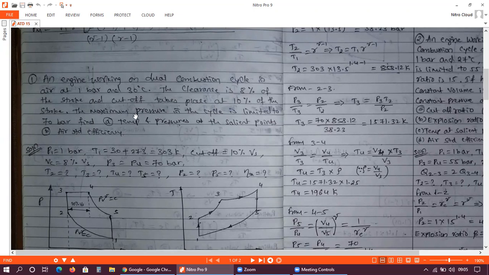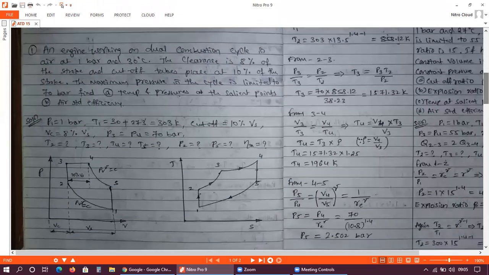Then the maximum pressure in the cycle is limited to 70 bar, as you can see here. If you see the PV diagram, the maximum pressure line is 3 to 4, right? 3 to 4 represents maximum pressure. During the 3 to 4 process, heat addition takes place at constant pressure. So that's why the pressures P3 and P4 will remain the same. So this is the maximum pressure in the cycle, which is limited to 70 bar.